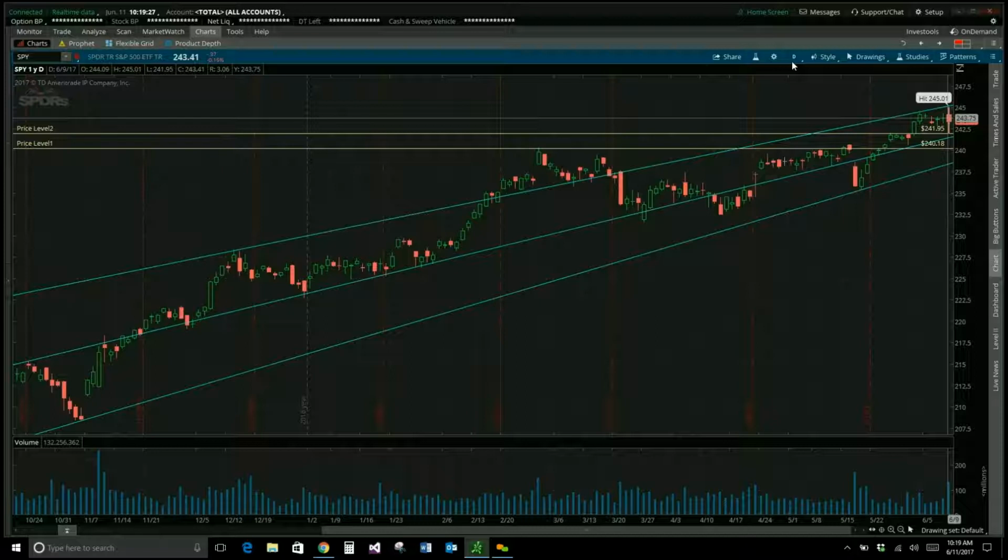Looks like there's a healthy pullback in the S&P, and then usually there's a bounce back after it touches either the middle line or the bottom line.